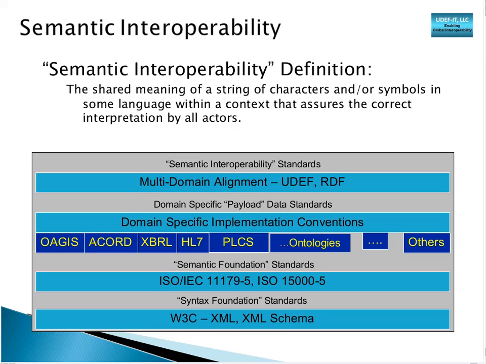At the syntax layer, you need to agree on a syntax, and that's where XML and XML Schema come into the picture. And then for semantic foundation standards, there's ISO/IEC 11179, as well as ISO 15000-5, and I'll describe both of those a little more later. And then there's the domain-specific implementation conventions. This is where you have various data standards that are out there that have, if you will, the payload data standards. These are just a few of the examples, but ontologies actually fit into this because ontologies have a tendency to be somewhat limited to domains.